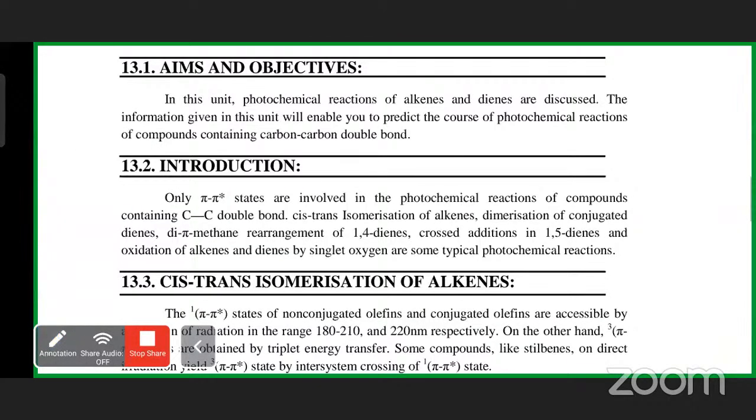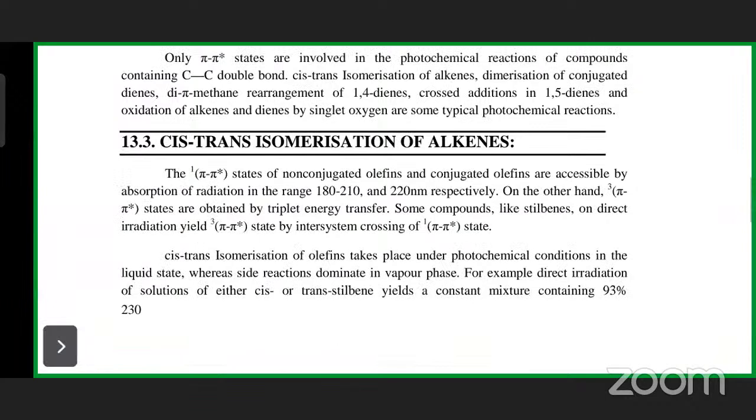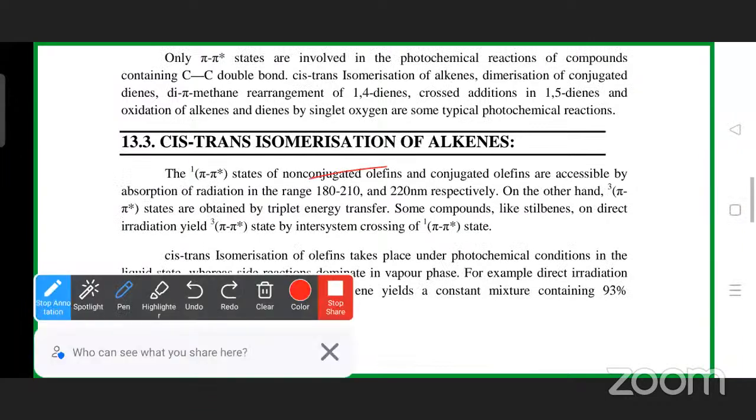Right. So here, cis-trans isomerization. Generally, you see the sigma to sigma star transition, right? So it may occur in the forbidden region. Here you see 180 to 210 nm, which means it is the near IR region, sorry, the UV-visible range of radiation. So here it is in the forbidden region. That's why only the pi to pi star transitions are seen here.